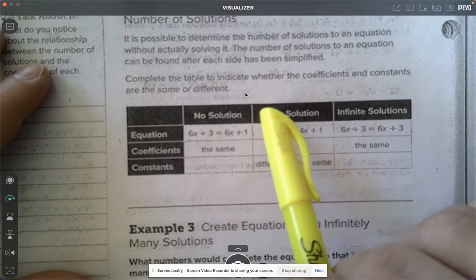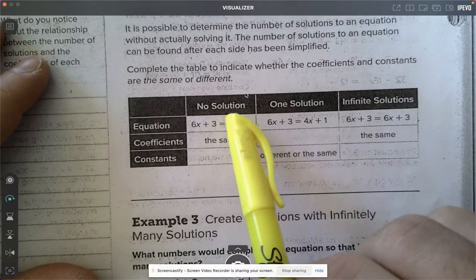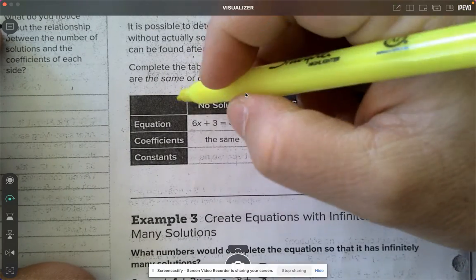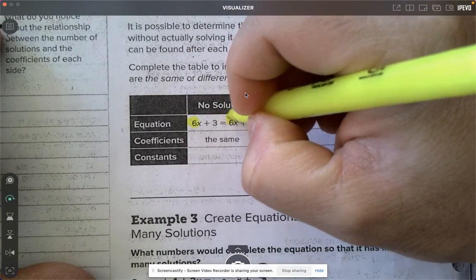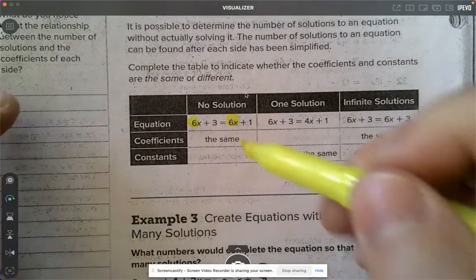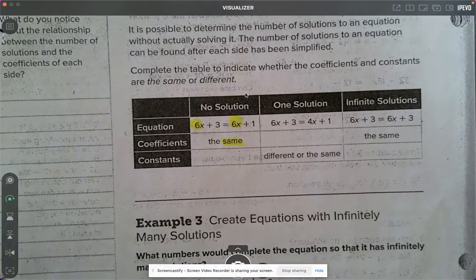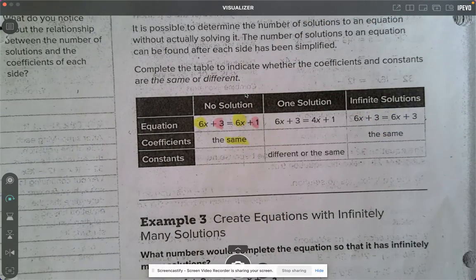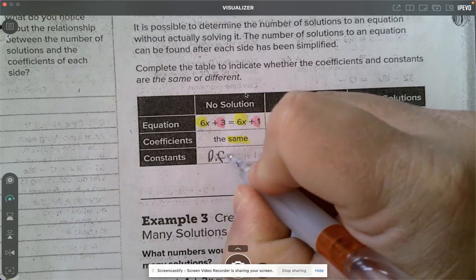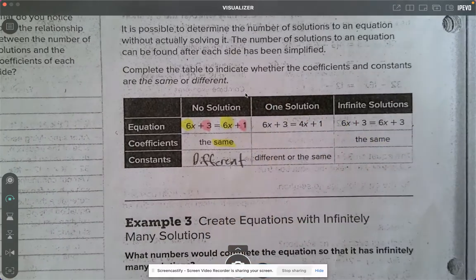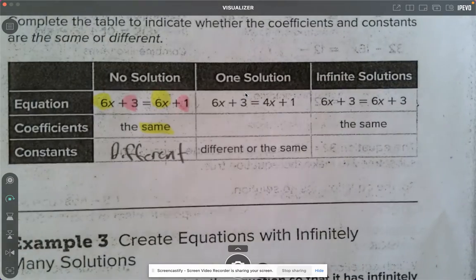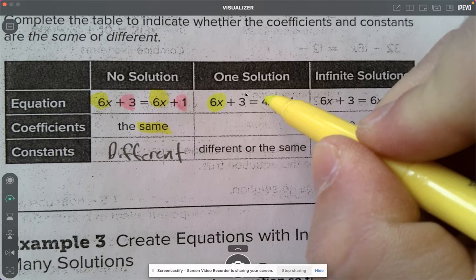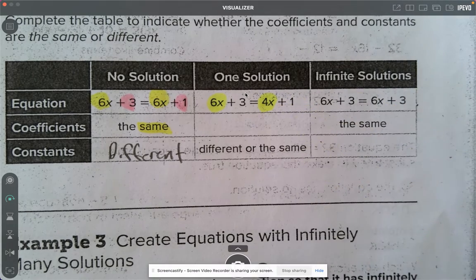So if you look at the table, for no solution, the coefficients are the same, so same. But what's true about the constants? Yeah, they're different. So let's write down they're different. For one solution, what's true about the coefficients? Yeah, the coefficients are different.